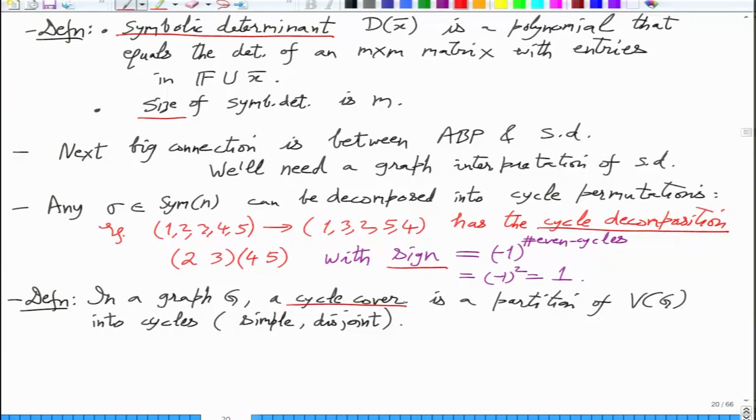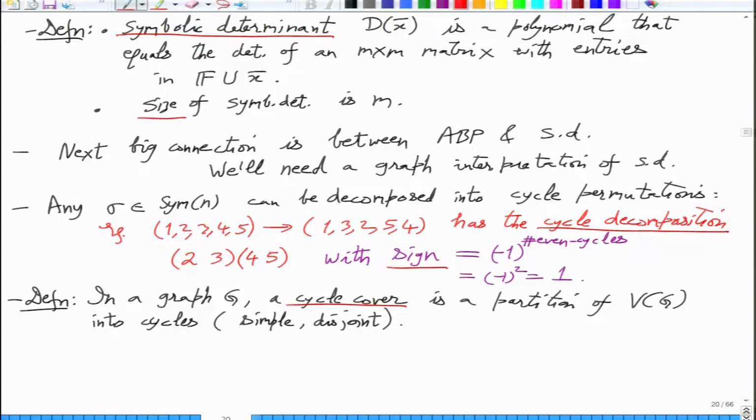So a cycle cover of a graph is basically what it says: you try to cover your graph by cycles that are disjoint, and within a cycle a vertex doesn't repeat. So it's a simple cycle. Every cycle is simple, and they are disjoint and they cover all the vertices. That's a cycle cover in a graph.